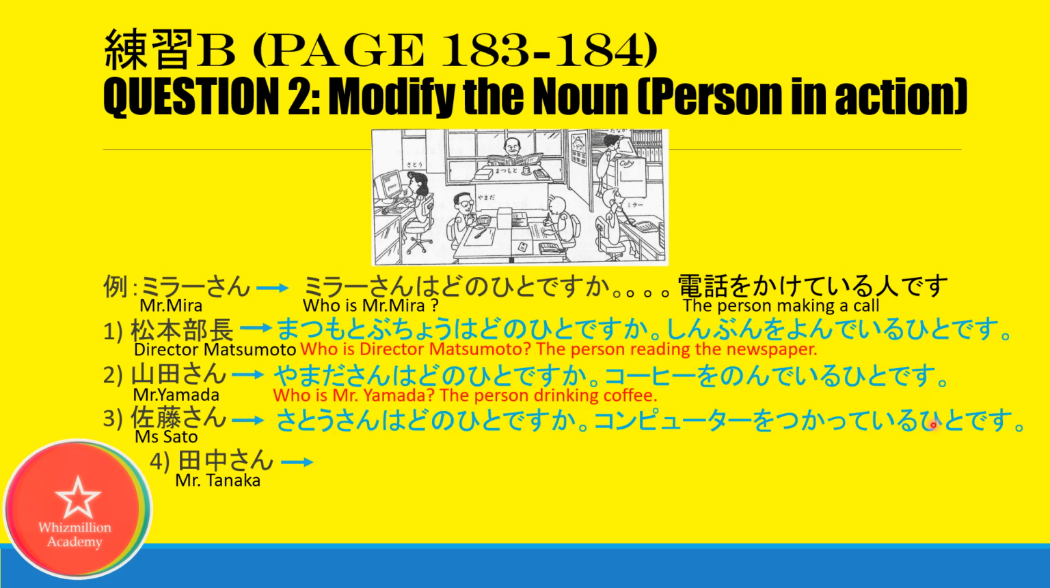Question number 4. The fourth person here is Mr. Tanaka. Tanaka is at the copy machine. So we explain.